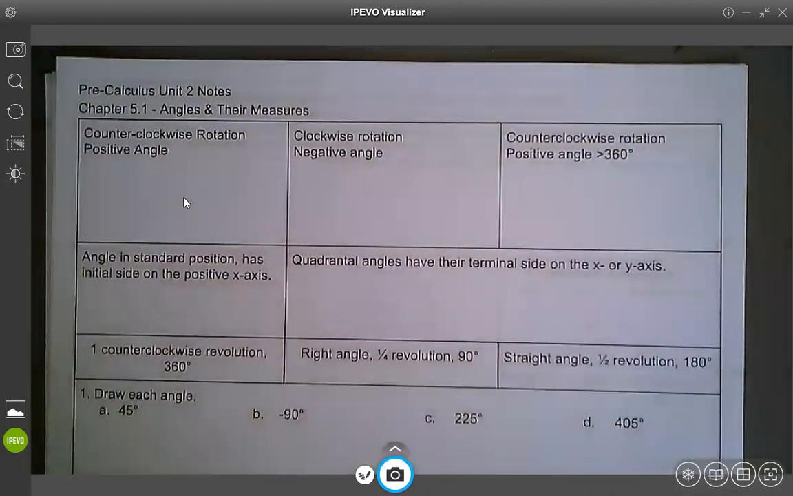Chapter 5.1, angles and their measures. We're going to talk about things with the unit circle. I'm going to move that cursor so that it's off the screen. Annoying.